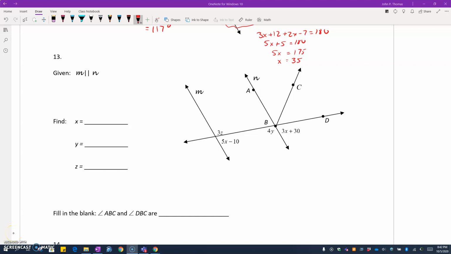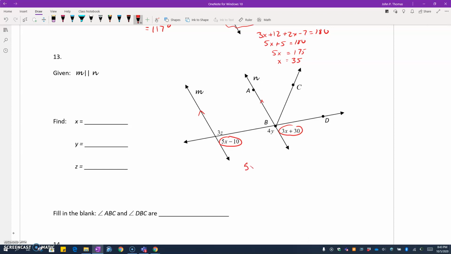All right, let's take a look at number 13. And number 13, it tells us right off the bat that we're given M and N are parallel. So we'll go ahead and mark this on the graph. Now we can use the relationships that are involved as we go through, which would be that corresponding angles are congruent is the first one I see. So we're going to use these two angles, which are corresponding angles.